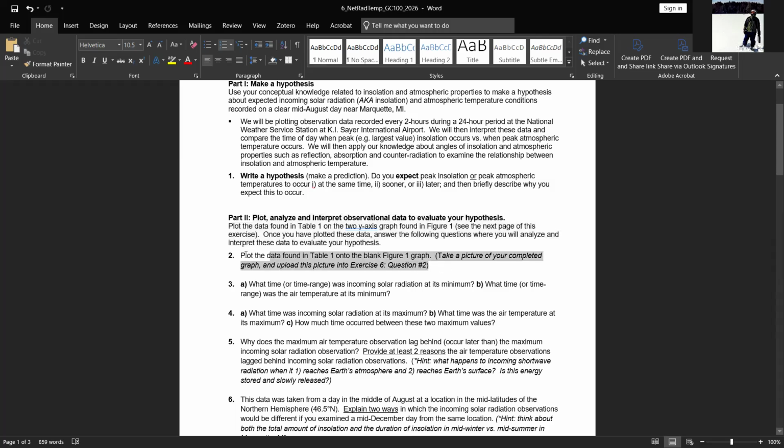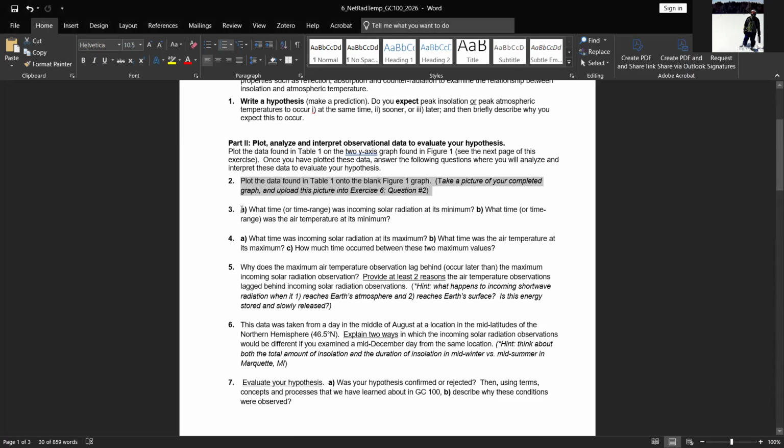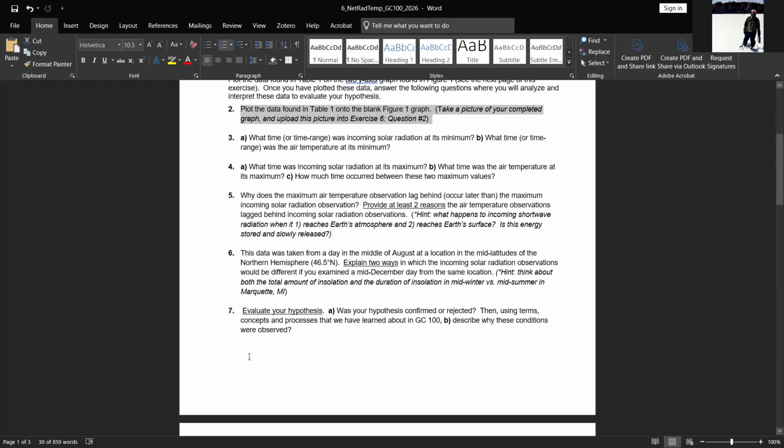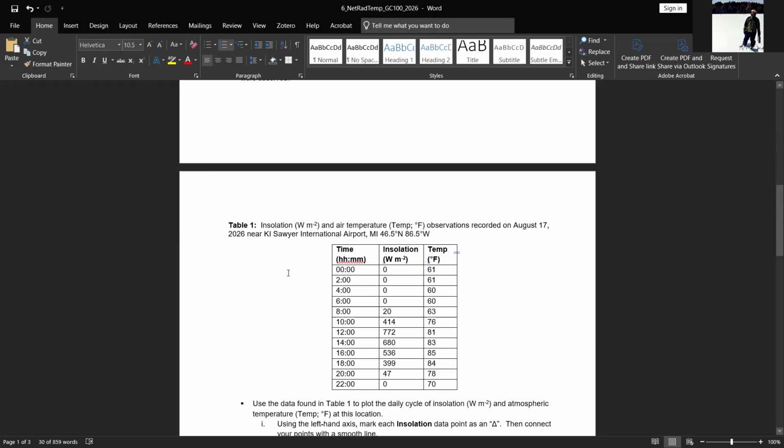In step two here, we're going to use data from table one, and we're going to make a plot, a figure, as a graph, and it's actually a 2 y-axis graph, and that will become figure one. So let's start there. Once we have plotted these data, you can interpret the data and answer these questions. I'm going to give you a digital demonstration of how to plot these data. There are a few different ways you could do this.